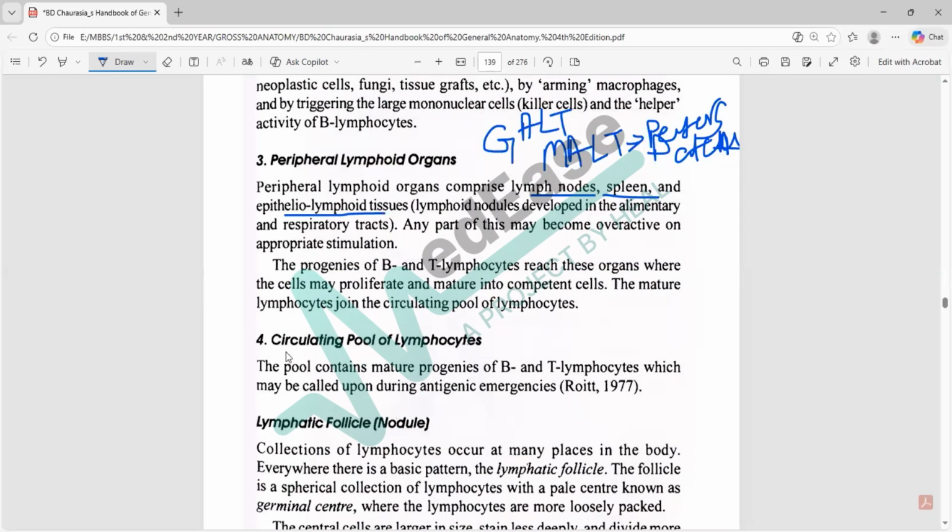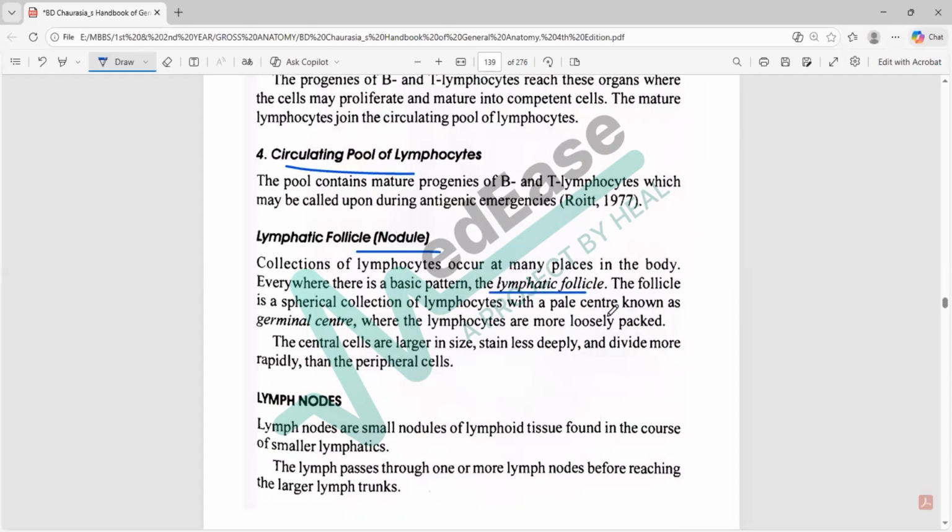When we talk about the circulating pool of the lymphocytes, normally the lymphocytes, containing the B and the T lymphocytes, are usually stored in the peripheral lymphoid organs, but they are not present in the blood, but they enter the blood in case of infection or emergencies mainly. Now we talk about the lymphatic follicle, which is also called the lymphoid nodule mainly. Now, what is this structure? This is the structure which is produced by the collection of the lymphocytes at a specific part of the body.